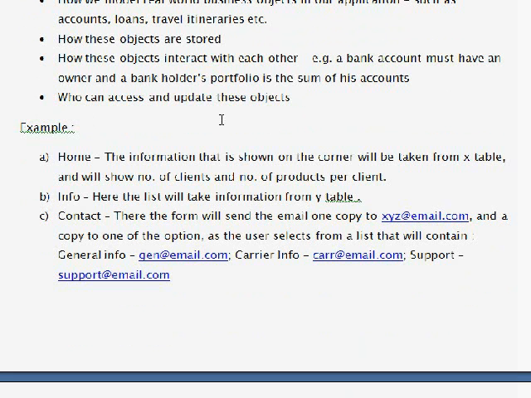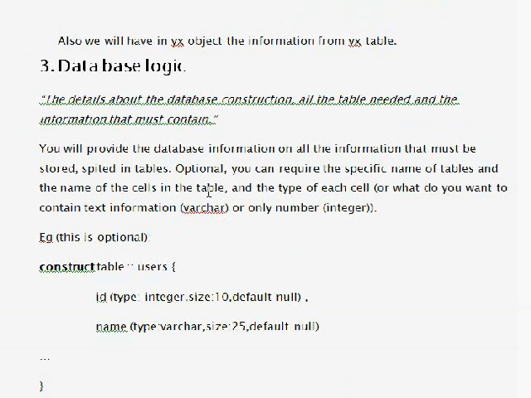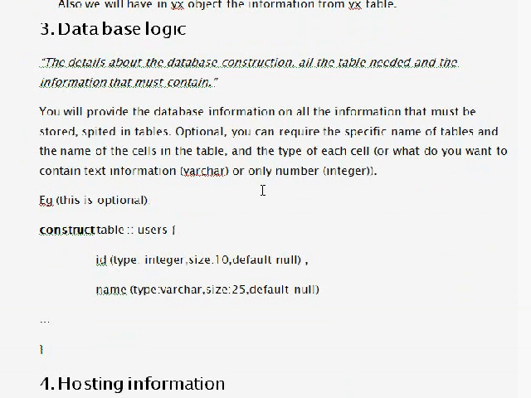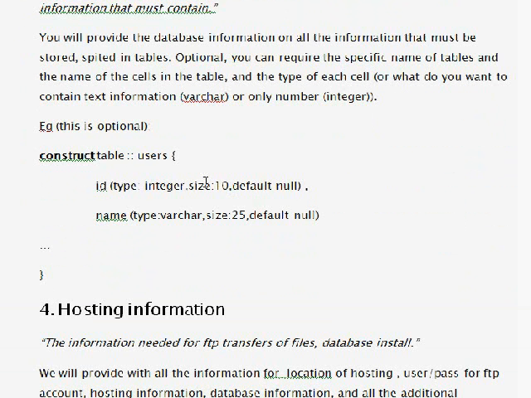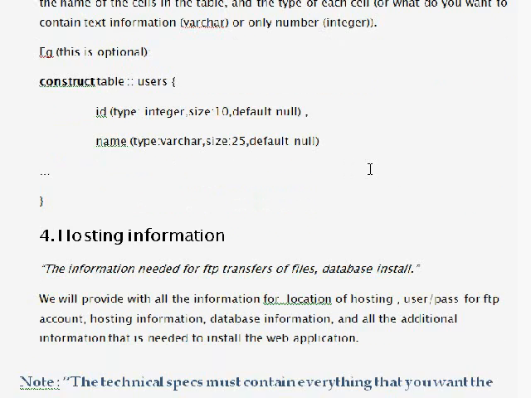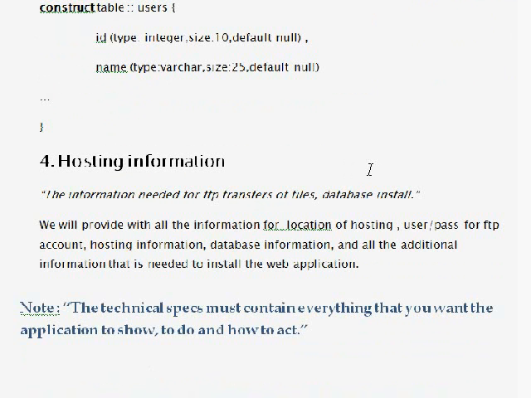3. Database logic. The details about the database construction, all the tables needed, and the information that they must contain. You will provide the database information on all the information that must be stored, split into tables. Optionally, you can require the specific names of tables and the names of the cells in the table, and the type of each cell, or what you want it to contain: text information, varchar, or only numbers, integer.